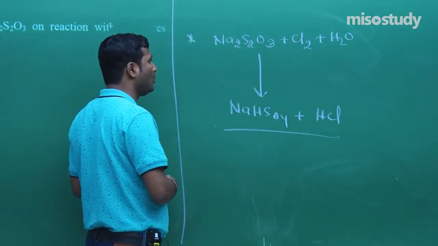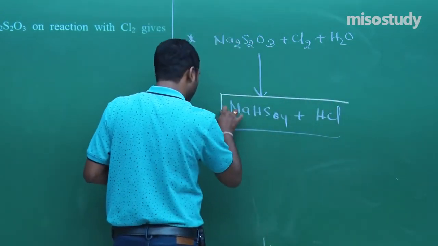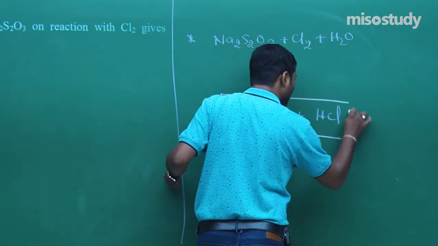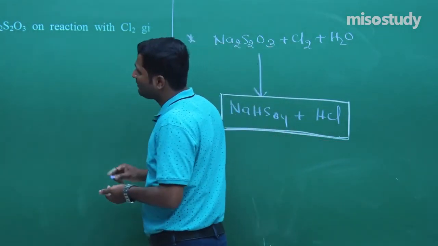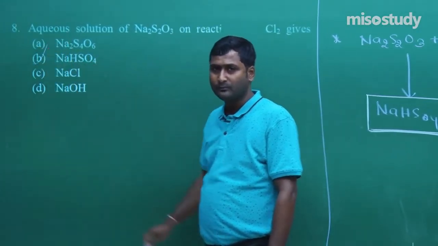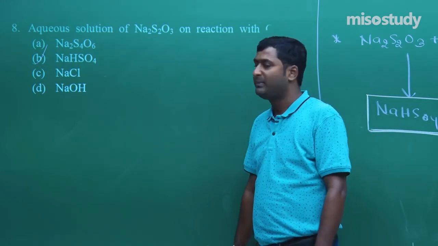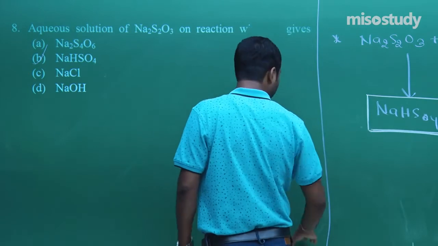Na2S2O3 plus Cl2 gives you NaHSO4 plus HCl. So for this question, what is the correct option? Sir, for this question, B is the correct option. So for question number 8, B is the correct option. Clear friend? Now let's move to the next.